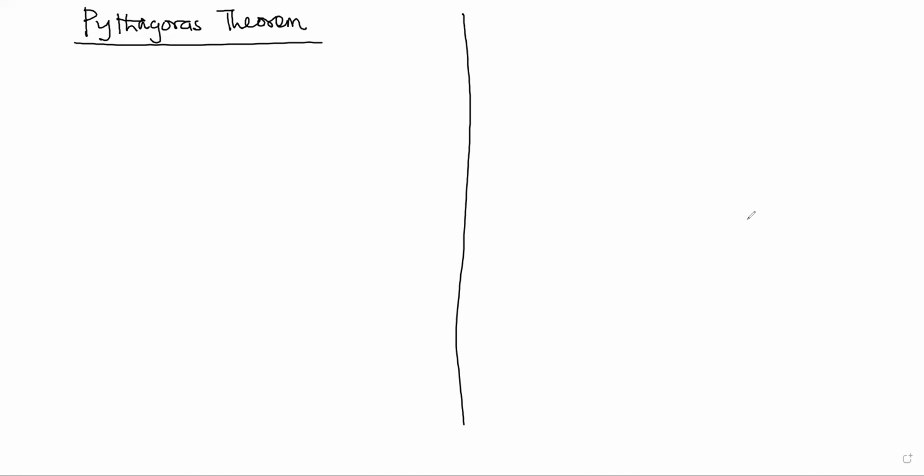Okay, so we are starting with Pythagoras theorem today. In Pythagoras theorem, we have a right angle triangle. So this is a right angle triangle. Right here is 90 degrees. In a right angle triangle, the side opposite 90 is the hypotenuse. So this is the hypotenuse, the side opposite the angle.